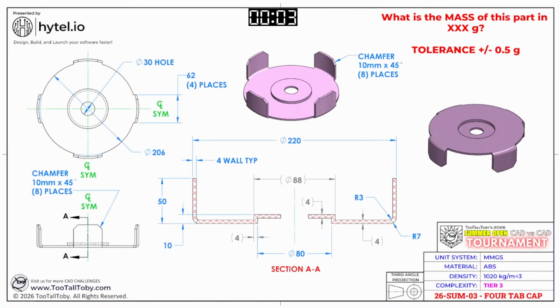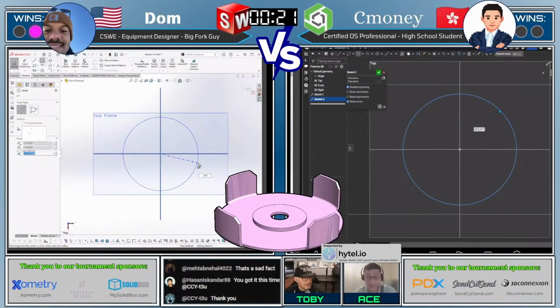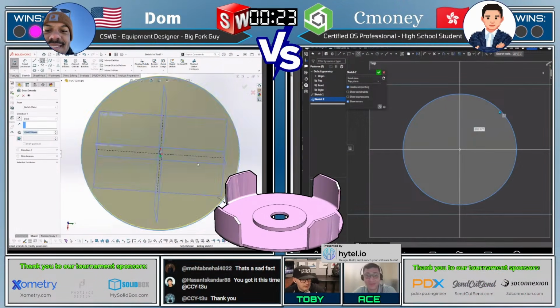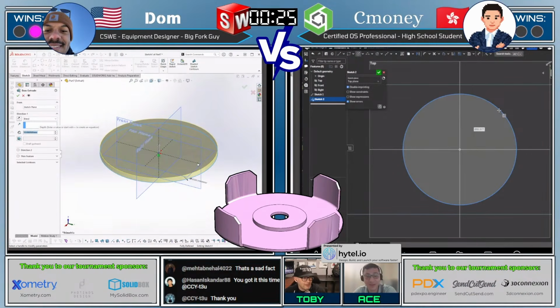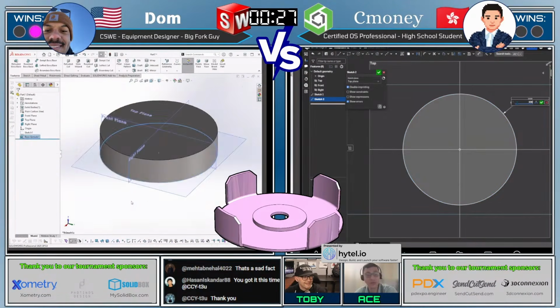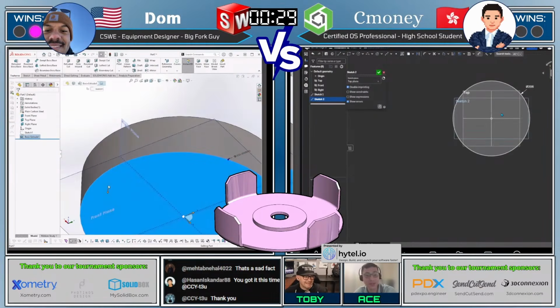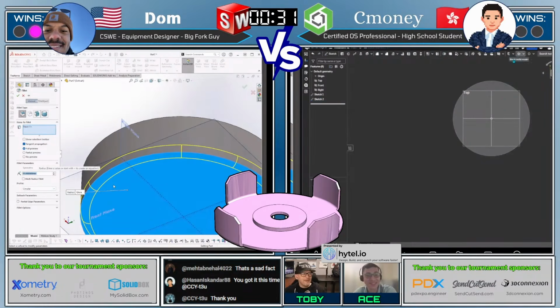And so the question here is, what is the mass of this part in XXX grams? And the tolerance is plus or minus 0.5 grams. And we can see this part is made from millimeters, ABS, 1020 kilograms per cubic meter. Both of our runners are jumping into their CAD system. Both of our runners are coming up with a game plan. Let's see how they do with this model. So look at this thing. Let's see if they use the favorite feature of Metab. Shout out to Metab. Very interesting.